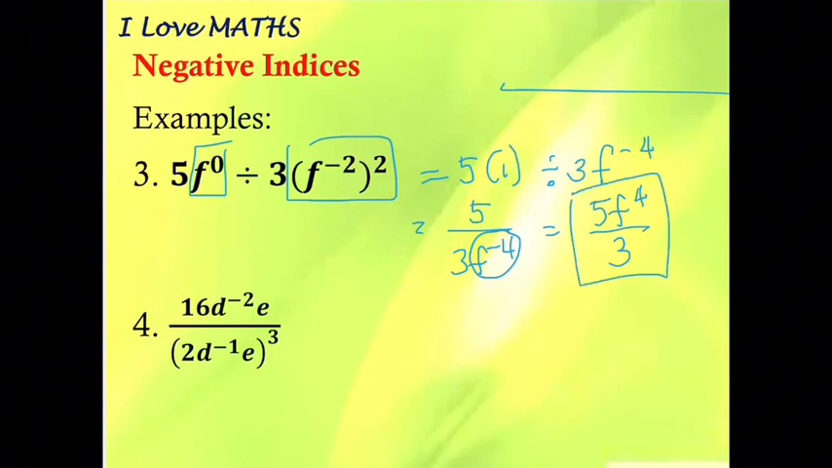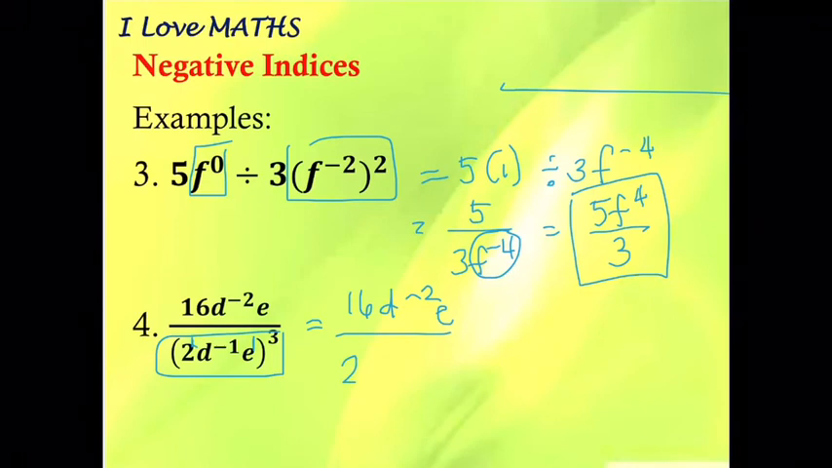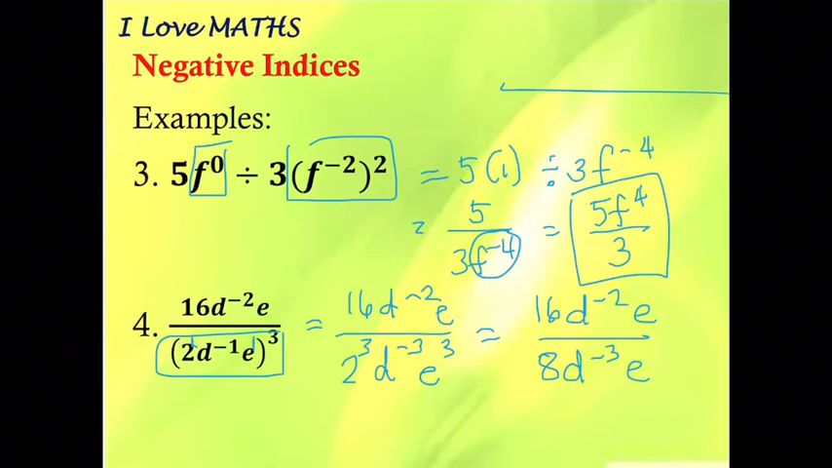For number 4, 16d raised to negative 2e all over 2d raised to negative 1e raised to 3. Let's simplify first the denominator. So copy 16d negative 2e all over, the index of 2 is 1, the index of e is 1. So copy the base 2 and multiply its index 1 to the index outside 3, so that's 3. And then d, multiply its index negative 1 to the index 3, so negative 3. And e, multiply its index 1 to the index 3, so that's 3. Simplify further, so this is 16d raised to negative 2e all over 2 cubed is 8. And then d, negative 3e raised to 3.